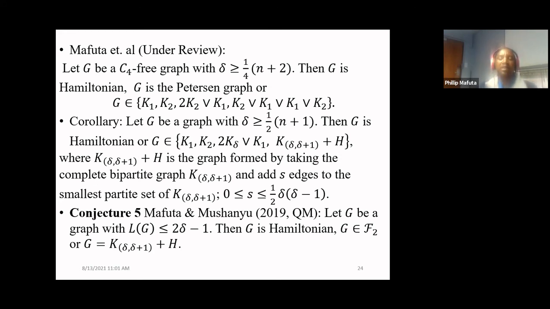And you can also state it in terms of the connected domination number. You can say, let G be a graph with the connected domination number greater than or equal to the order minus 2 delta plus 1. Then either G contains a Hamiltonian cycle, or G is an element of F2, or G is equal to the graph K(delta, delta plus 1) plus H.